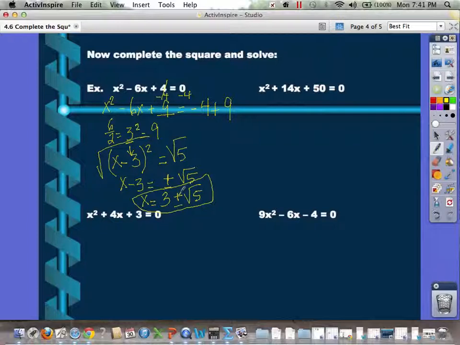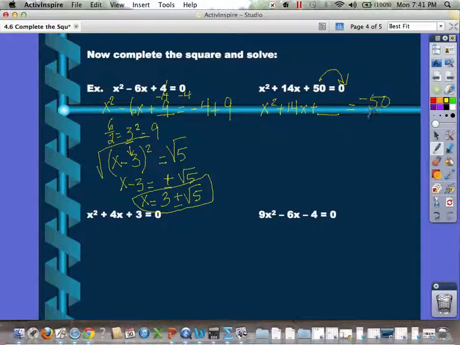All right, so let's try another one. All right, this is x squared plus 14x plus 50 equals 0. I need to have it in standard form, which I do. Next step is I need to move this 50 to the other side. So that's going to leave me with x squared plus 14x plus something we don't know yet equals, when I move it, remember it changes signs.